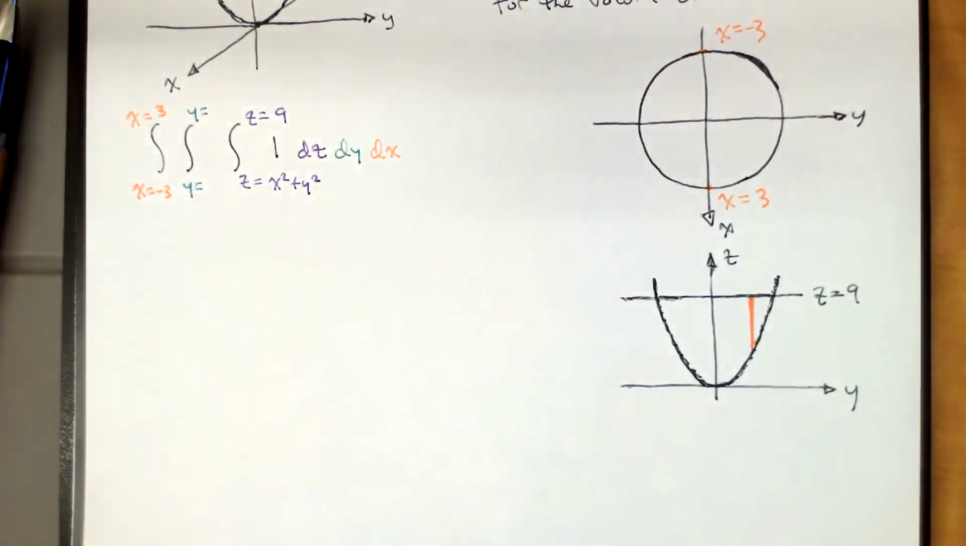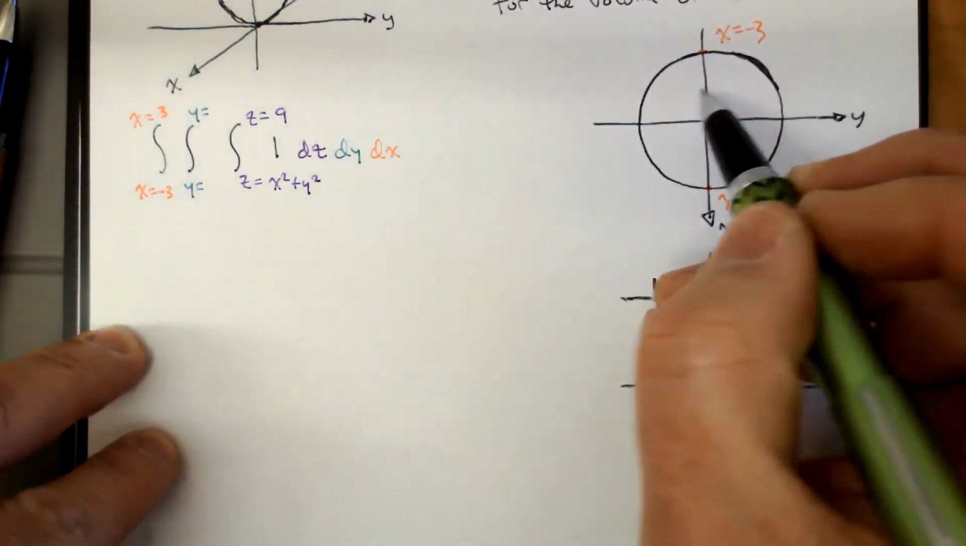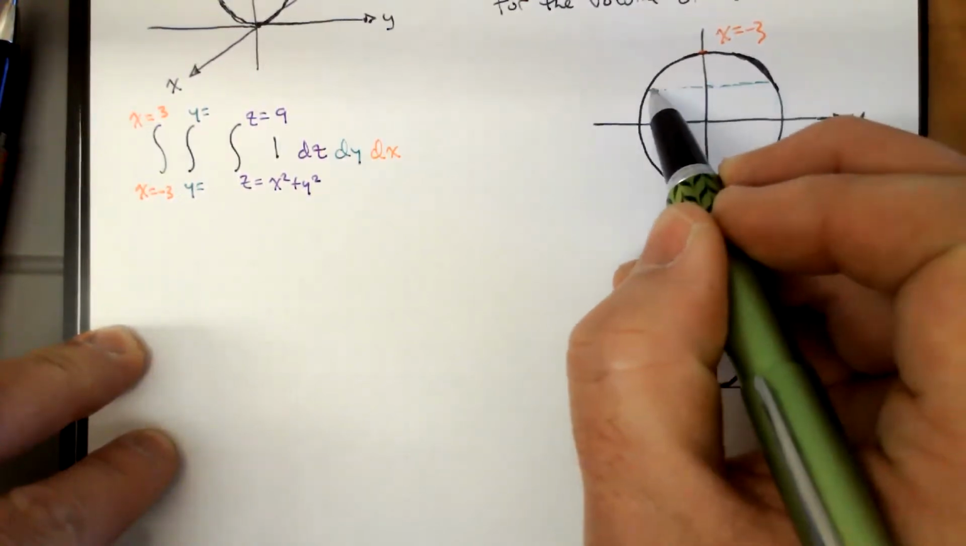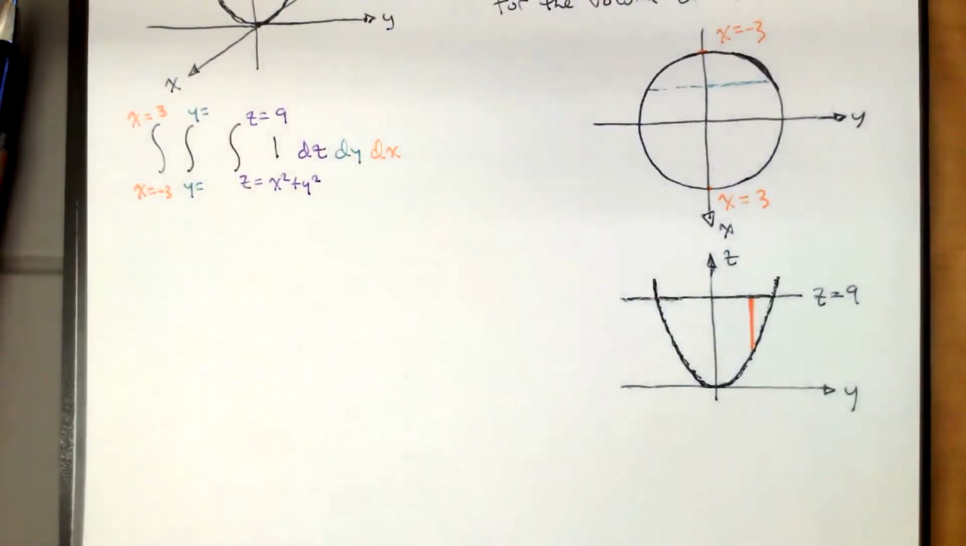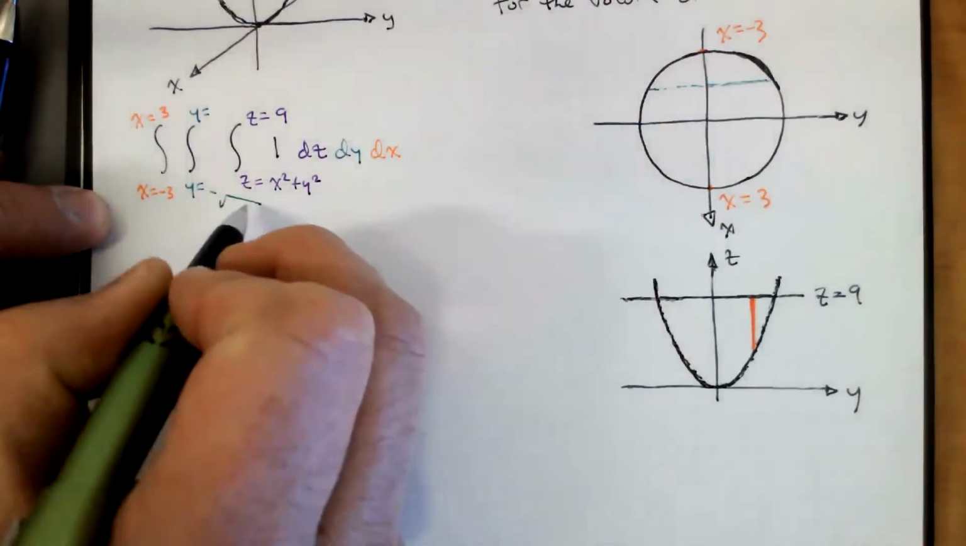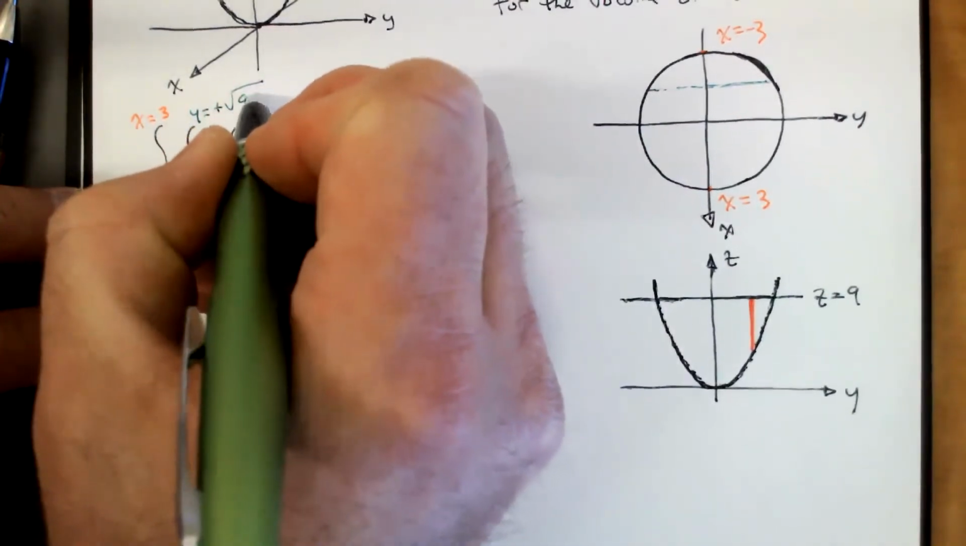That leaves the y direction. So if we pick a typical x value, we have to look at the left and the right of the y. We're looking between two halves, the two semicircles. So here, y is plus or minus the square root. So it will have a minus square root of 9 minus x squared and a plus square root of 9 minus x squared.